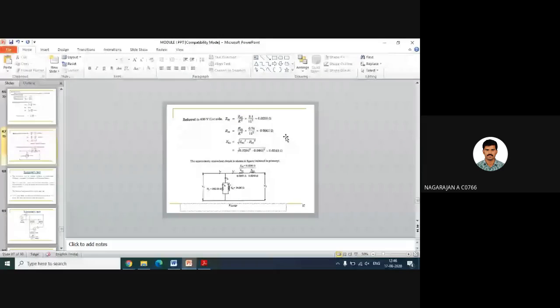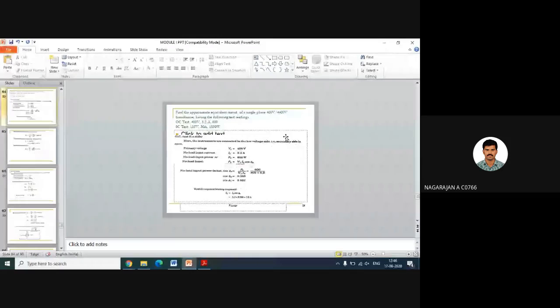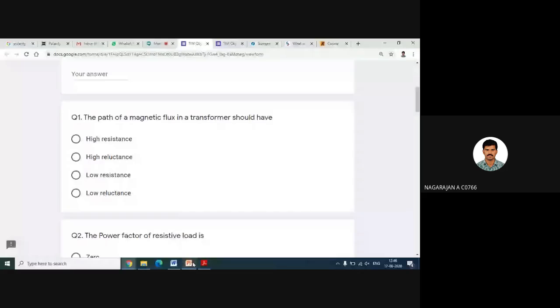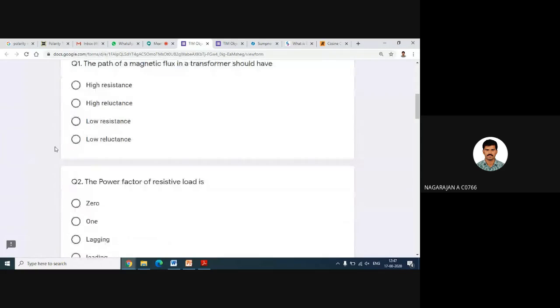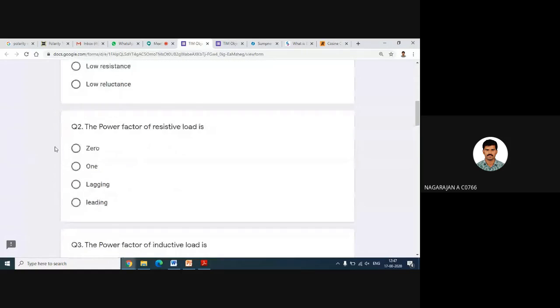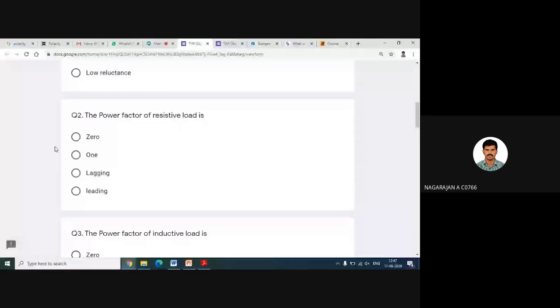The reason for core to have high resistance is, when core is having less resistance, more current will be passing through it. So first will be the answer. The flux path should be having high resistance so that it will carry a less amount of current and it will produce high flux value. And these questions I discussed many times.